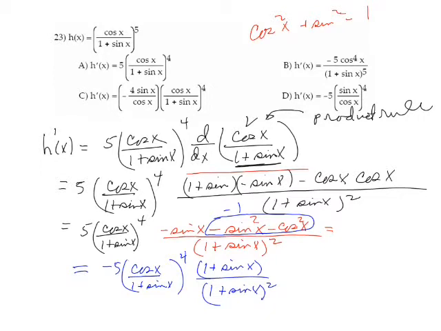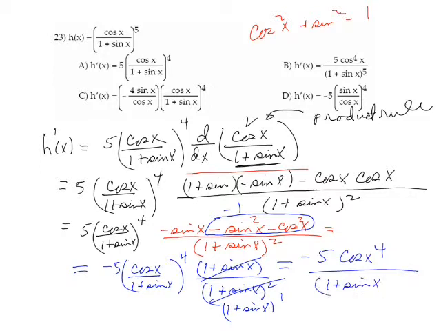So this will factor out, and we'll get 1 plus sine of x to the 1st power here. And combining all this, we get minus 5 cosine of x to the 4th and 1 plus sine of x to the 5th power after everything is simplified. And that is answer B.